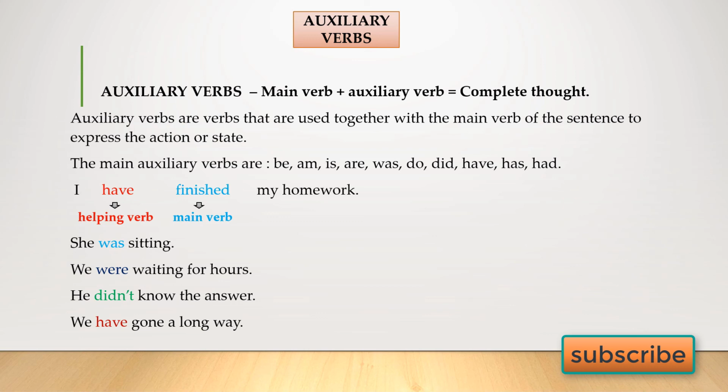So let's take more examples. She was sitting. So here was is a helping verb and sitting is a main verb. Next, we were waiting for hours. Next is, he didn't know the answer. Next is, we have gone a long way. So that's how we can use them, and now we know how we have to use it.